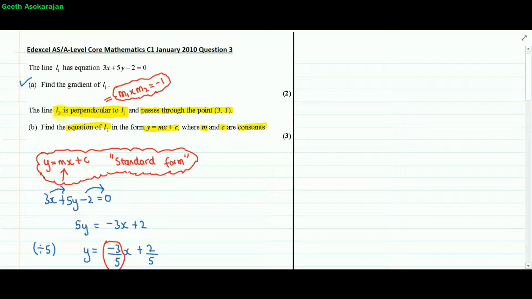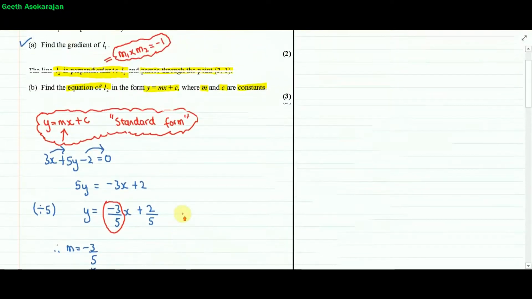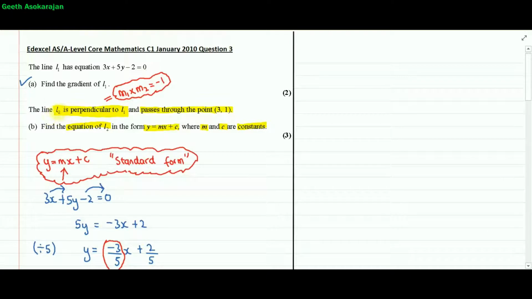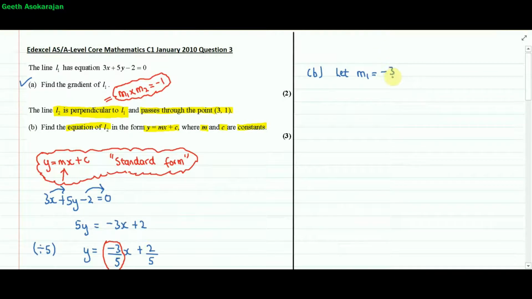With that being said, this L2 is perpendicular to L1. We know the gradient of L1. The gradient of L1 from part A is -3/5. Let's use that and this condition to work out the gradient of L2. So if I let M1 be the gradient of L1, M1 is -3/5. And therefore we need the gradient of L2 to work out the equation of L2. So the gradient of L2, let me call that M2.